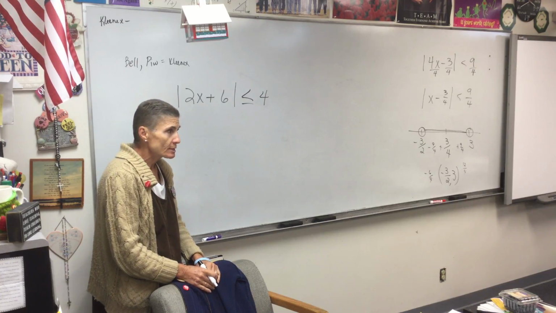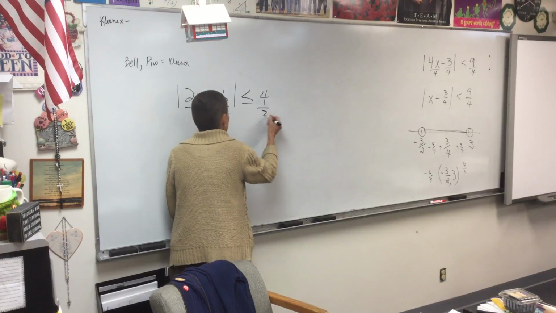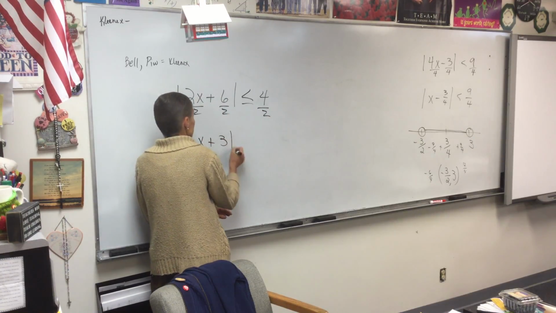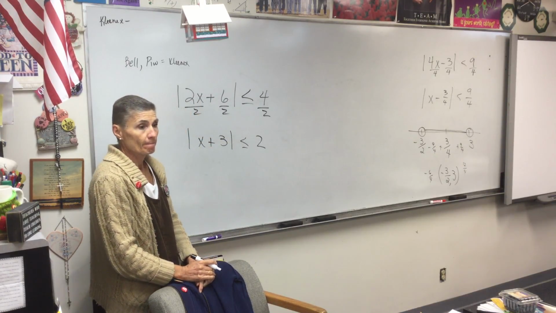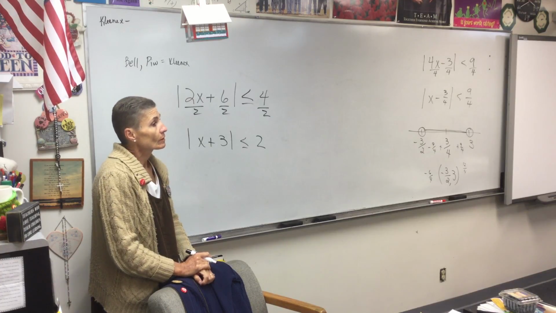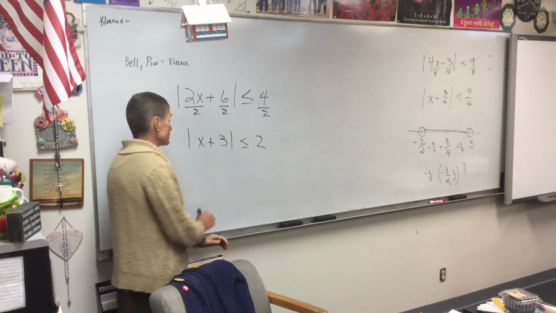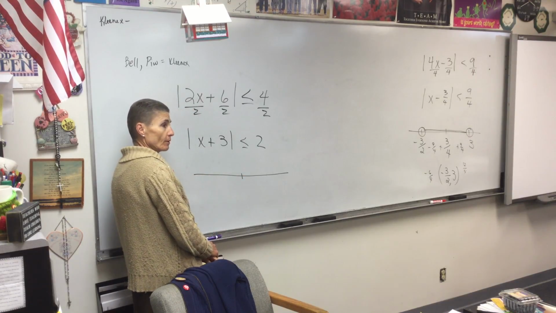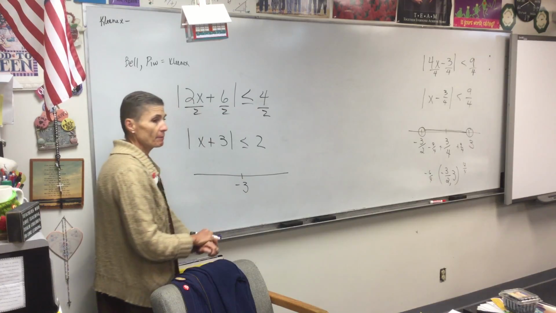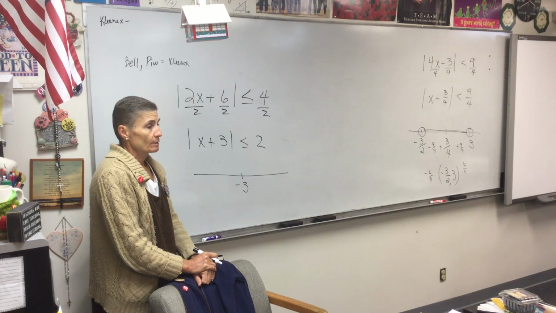Hope you remember to do something before you started. Did you remember you have to divide by 2? Everybody divided by 2. If you didn't, go back and start over again, because you have to divide by 2. Did you draw a number line? Yep. And in the middle of the number line, you put what number? Negative 3. So stop and make sure you put negative 3 in the middle of the number line.